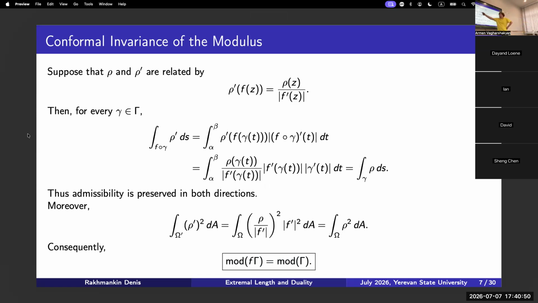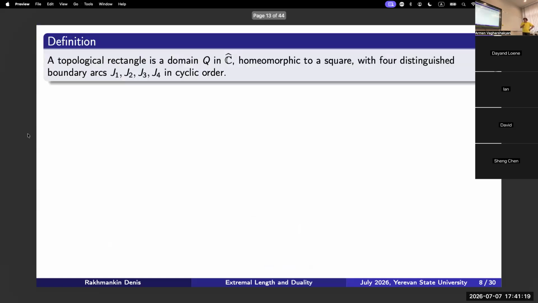Okay, let's just open the definition. Here we use that it's a conformal map: the absolute value goes to the product of absolute values of derivatives. So we see these integrals are the same over all curves, and also the same for energy. So we prove the modulus is conformally invariant.